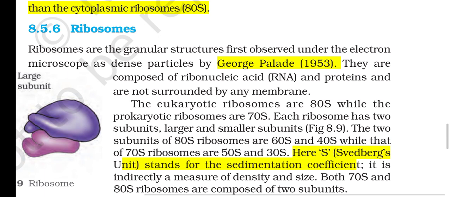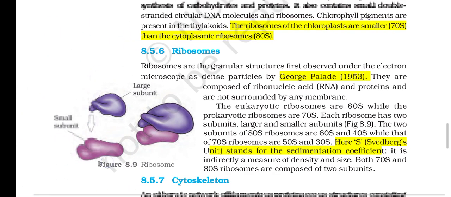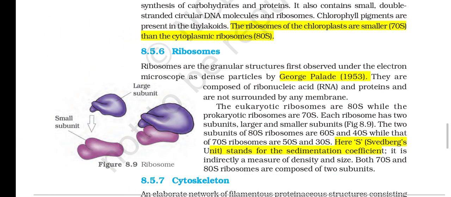8.5.6 Ribosomes. Ribosomes are the granular structures first observed under the electron microscope as dense particles by George Palade, 1953. They are composed of ribonucleic acid, RNA, and proteins and are not surrounded by any membrane. The eukaryotic ribosomes are 80S while the prokaryotic ribosomes are 70S. Each ribosome has two subunits, larger and smaller subunits. The two subunits of 80S ribosomes are 60S and 40S, while that of 70S ribosomes are 50S and 30S.